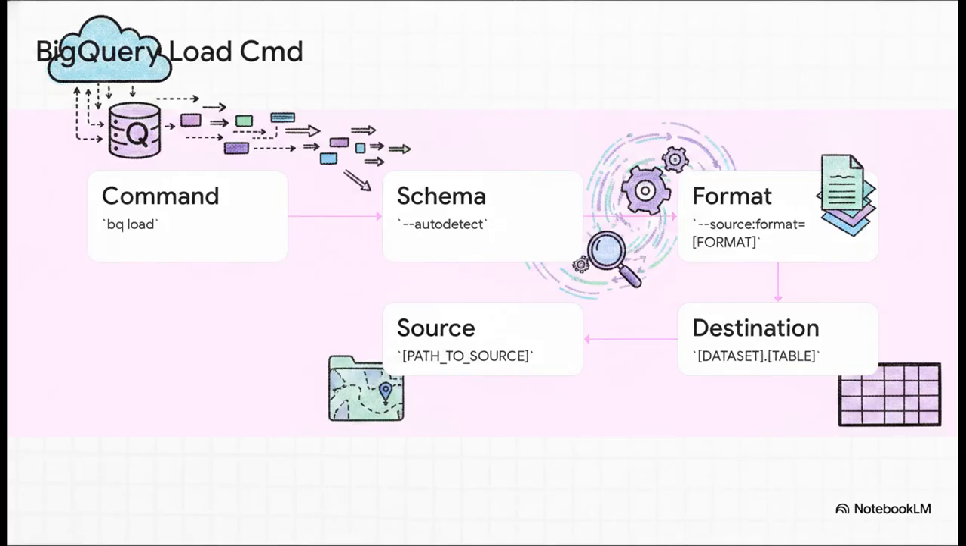Imagine you've got a massive new dataset and you need it in BigQuery yesterday. You're going to use the bq load command. But the real magic trick here is the auto-detect flag. Instead of painstakingly mapping out the structure yourself, auto-detect just figures out the file schema for you on the fly. You follow that up with your format, your dataset and table, and the file path, boom, done.